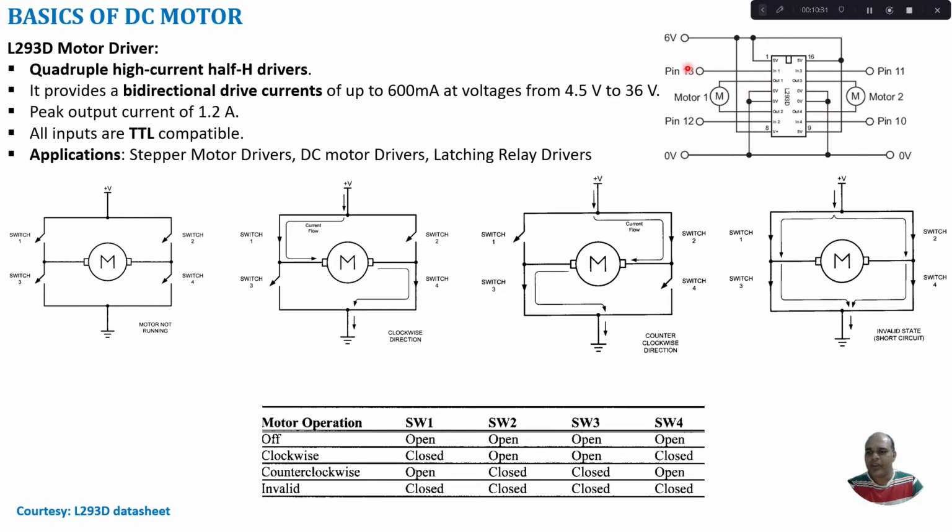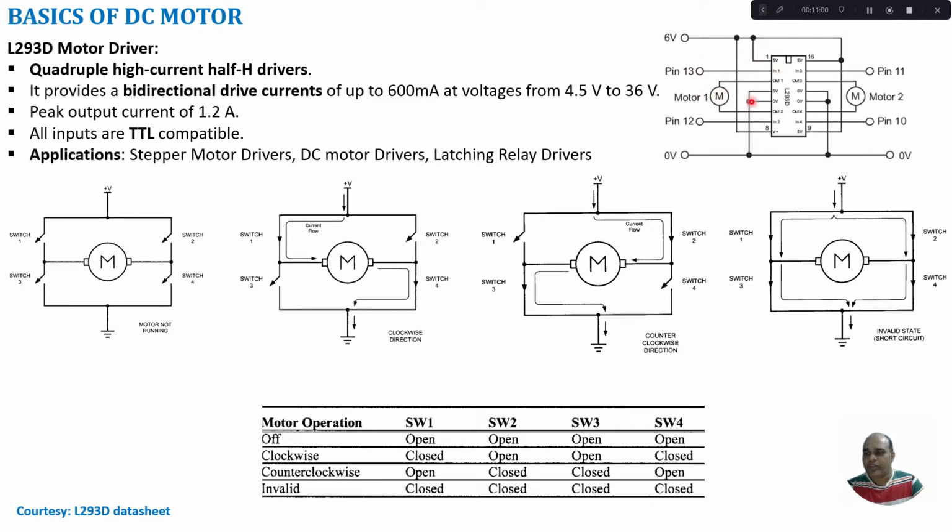Here pin number 13 and pin number 12 will come from your microcontroller. They go to the in1 and in2 pins of your L293D, and the out signals, out1 and out2, go to your motor. Depending upon the logic in in1 and in2, for example, if I give 1, 0, the motor will rotate in one direction. If I change it to 0, 1, it will rotate in the opposite direction.